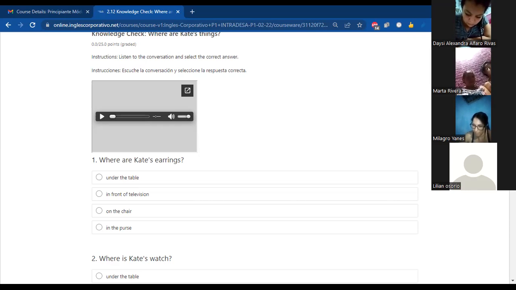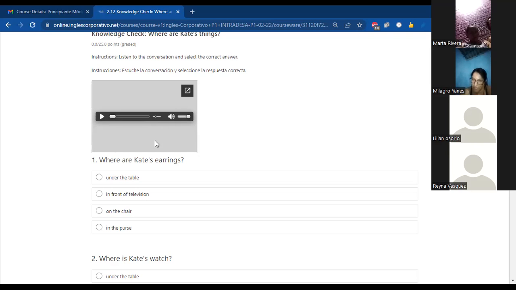Or you can say, for example, my microphone is on. Okay, mi micrófono está encendido. My microphone is on. ¿Se ven? Aquí ya ocupo el my, estoy hablando de mi micrófono. My microphone is on.